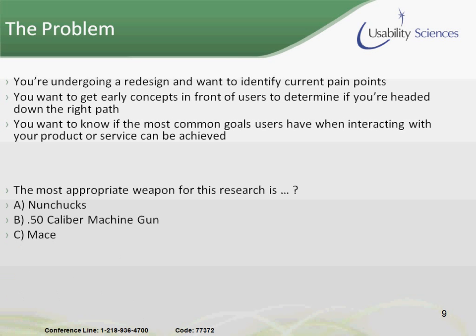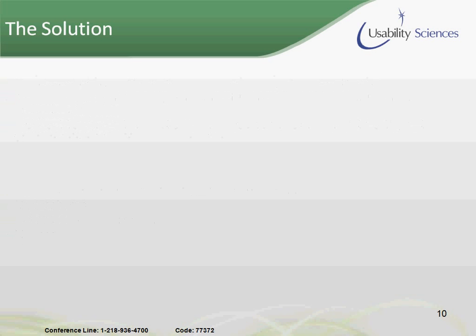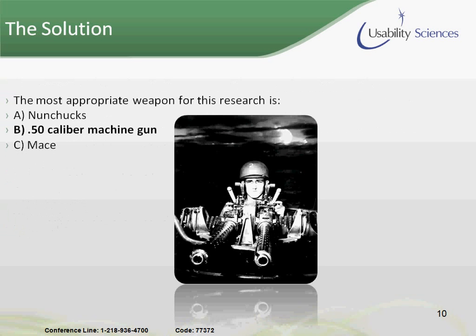Have you guys locked in those answers? So the answer on this one is the .50 caliber machine gun. I've got a friend who told me that this is the standard issue for the Army. And if it's standard issue for them, then it's good enough for us, right? So this is our tried and true, our go-to weapon that can be used in many different ways.